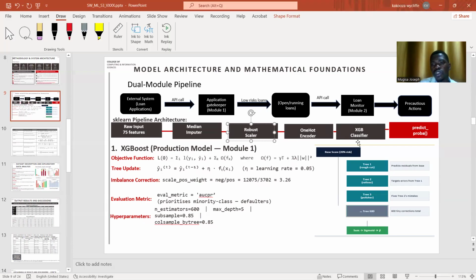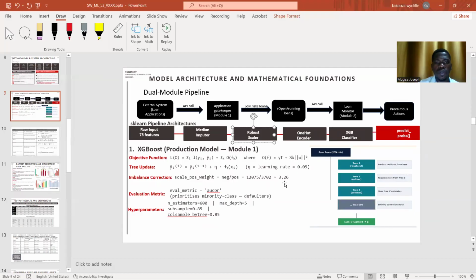And then XGBoost: this is the brain of our loan application gatekeeper, the brain of our model. All the logic that it uses to predict sits here, and it carries out the predictions. We are now going ahead to look at the architecture and mathematical foundation of each and every model. XGBoost is built one tree after another, where each tree acts as a refiner for the predictions made by the previous tree.